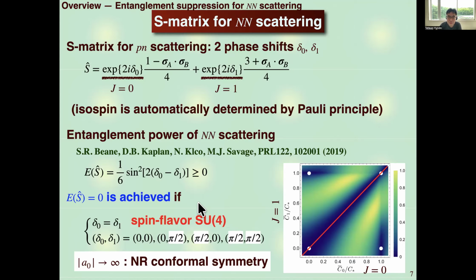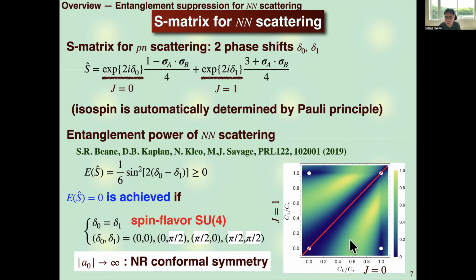So we have noticed that this SU(4) symmetry or conformal symmetry was the emergent symmetry in the two-nucleon interaction. And in this entanglement suppression, if these symmetries are realized, then we notice that this S matrix of the two-nucleon scattering doesn't produce any entanglement. So the entanglement suppression and this emergent symmetry can be related with each other.